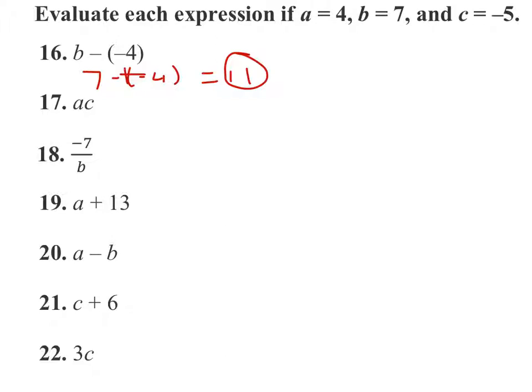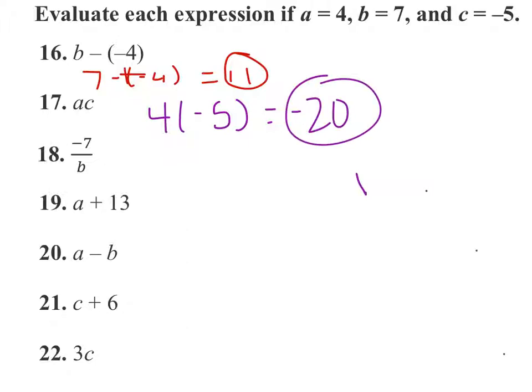Okay. So A is 4, and it's multiplying by -5, and that equals -20. Bam. 4 groups of -5, -20.